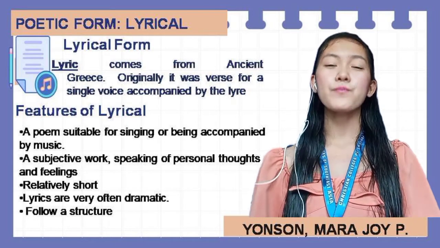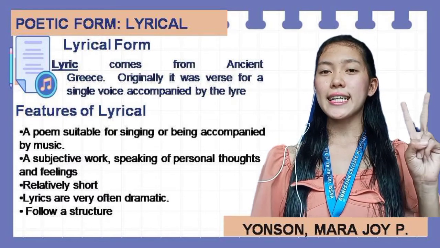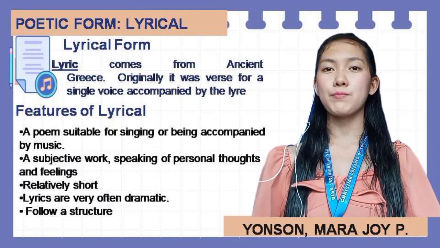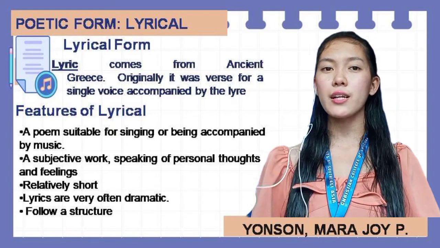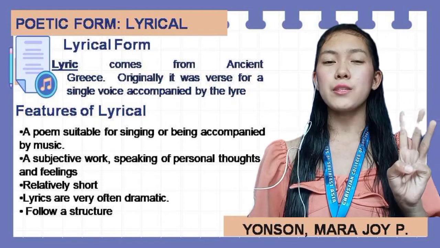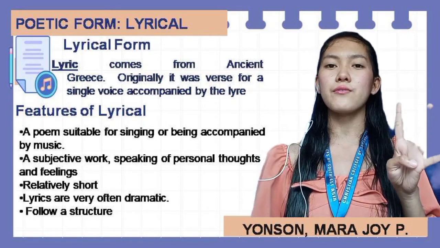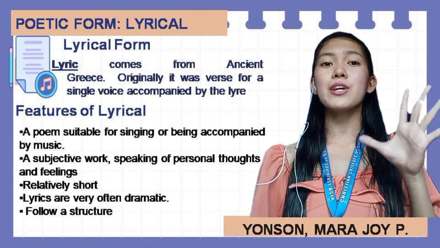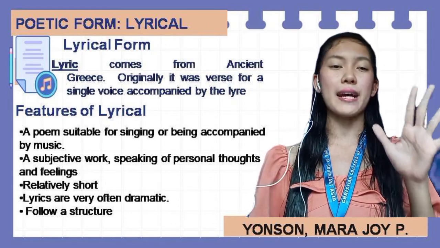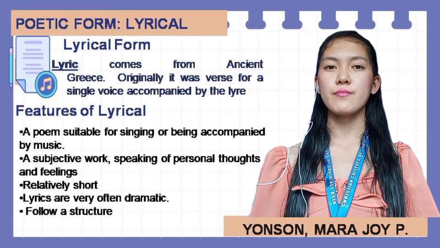First is the poem, suitable for singing or being accompanied by music. Second is a subjective work, speaking of personal thoughts and feelings. Third, usually it is the development of a single thought or emotion. Fourth, it is usually relatively short. Fifth, lyrics are very often dramatic. And lastly, they generally follow a structure.